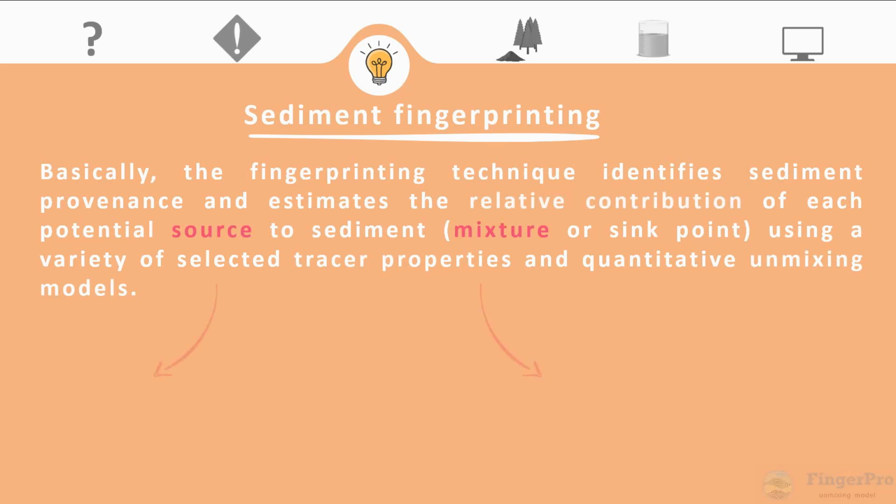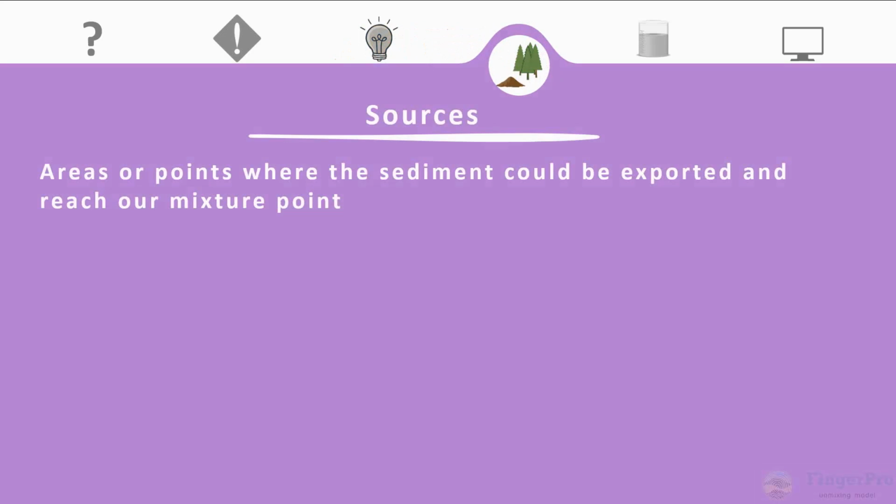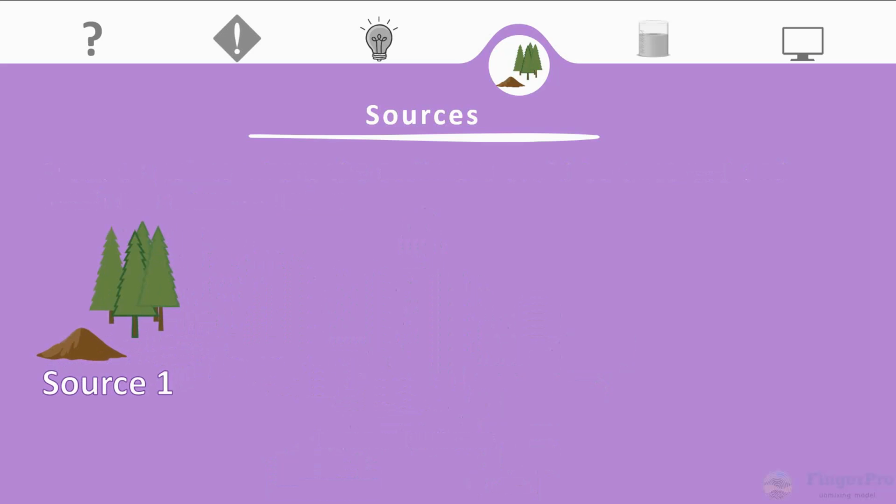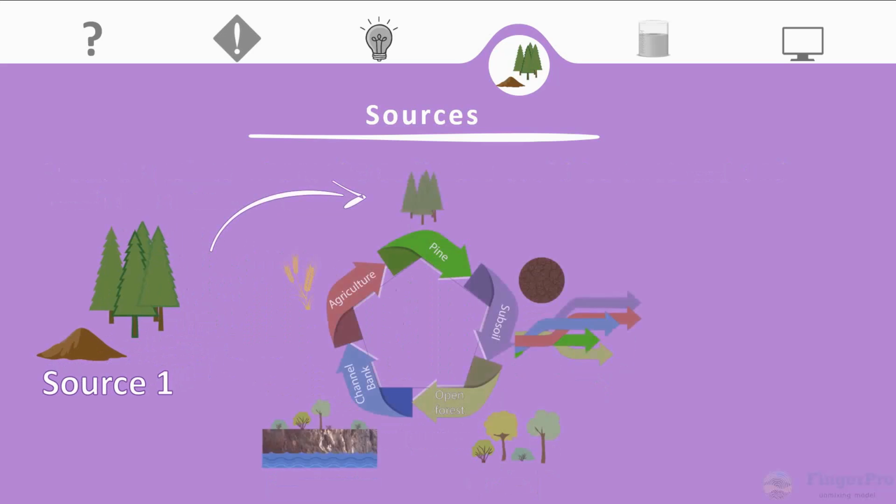First, let's focus on sources and mixtures. The sources are areas or points where the sediment is generated, could be exported and reach a mixture point. Making this graph real, and taking a closer look, let's say that in a catchment the eroded sediment that reaches a mixture could come from the eroded sediment of pine, exposed subsoil, bare soil, open forest, channel bank and croplands of agriculture areas.